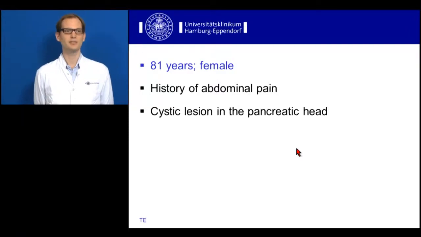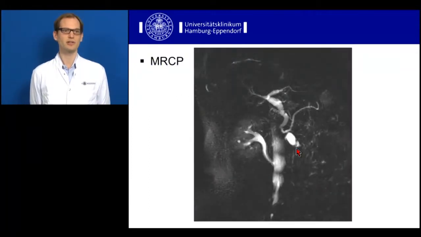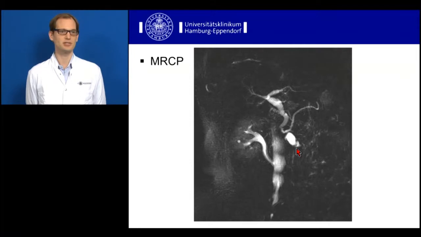The next case is an 81-year-old female patient. She was admitted to the hospital with abdominal pain. Subsequent imaging studies showed a cystic lesion in the pancreatic head. The red arrow on the image indicates the cystic lesion found on MRCP, and Professor Feiss will now show you the EUS examination of the cystic lesion.